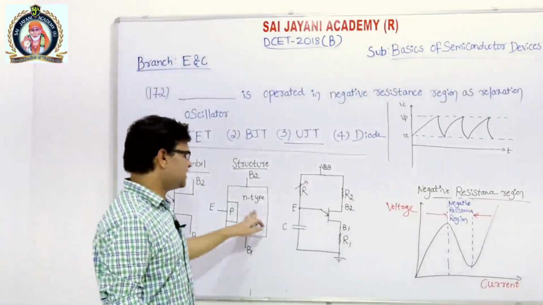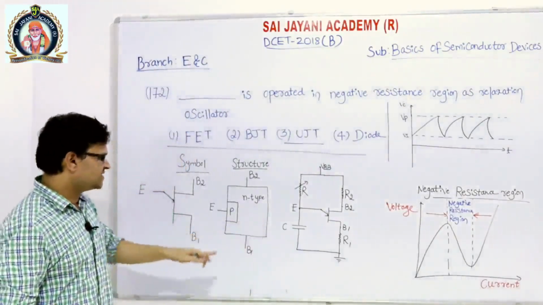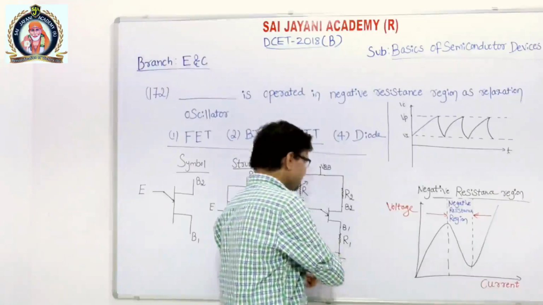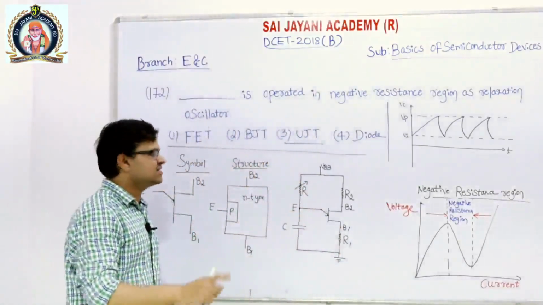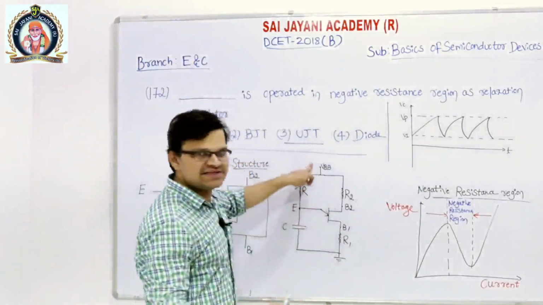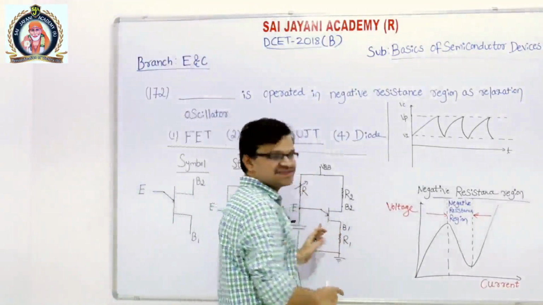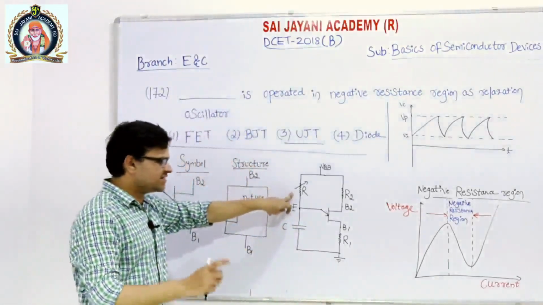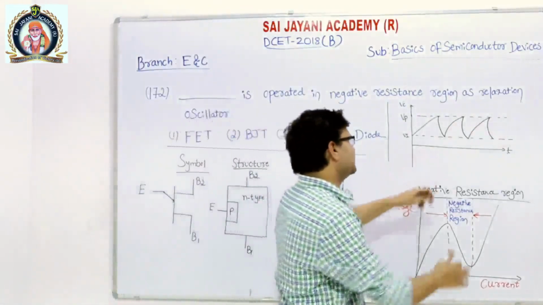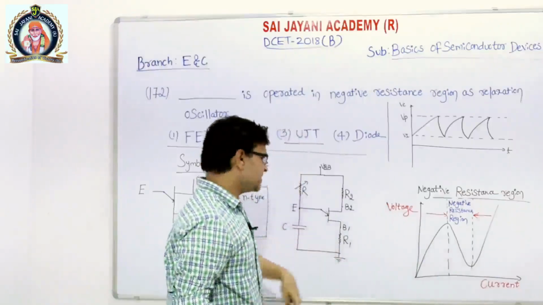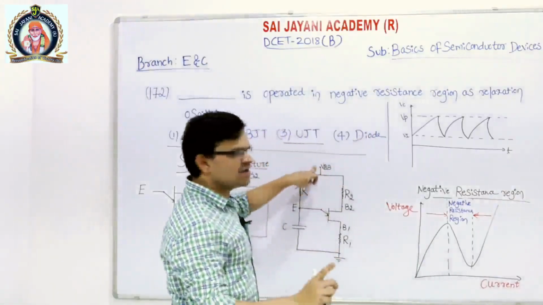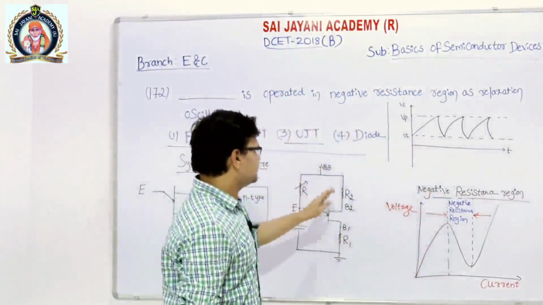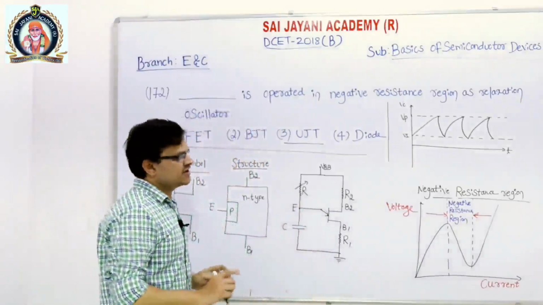UJT is made up of N-type silicon material in which a P-type emitter is fixed, and this is the circuit diagram of a UJT as a relaxation oscillator. When DC supply VBB is applied to this circuit, the capacitor starts charging through the variable resistor R, and it increases exponentially towards the peak value of the VBB. During charging, the emitter circuit of the UJT is in an off condition.